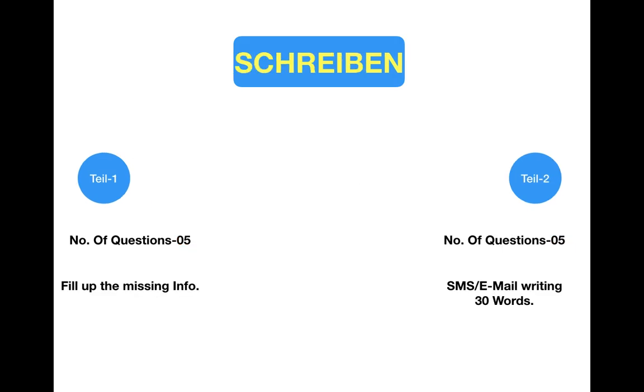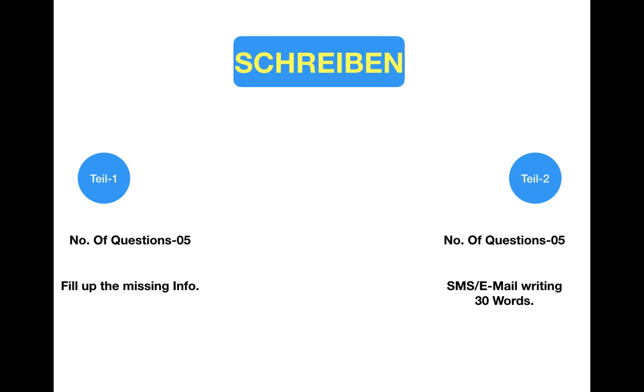Now we move on to the next part, which is Schreiben, the writing section. There are two Teile, two parts. In the first part, you will get 5 questions. A form will be given, some missing information will be there, and a small text will be there. You need to read the text carefully and fill up the missing information in the given form. 5 blanks, so these are 5 questions for you.